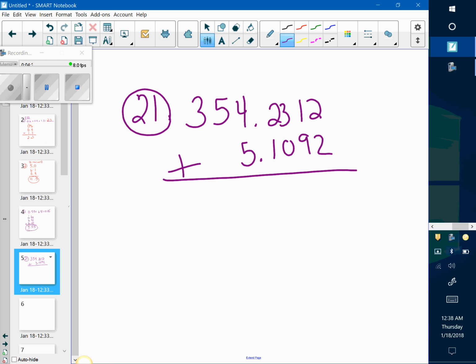So again, same as before, make sure the decimals are lined up. Then you add normally. So 2 plus 2 would be 4. 9 plus 1 would be 10. Carry your 1. 3 plus 1 would be 4. 2 plus 1 would be 3. Bring down your decimal. 5 plus 4 would be 9. And then bring down your 5 and your 3 because it's adding with a 0. So your number is 359.3404. All of those, 21 through 25, are that way.